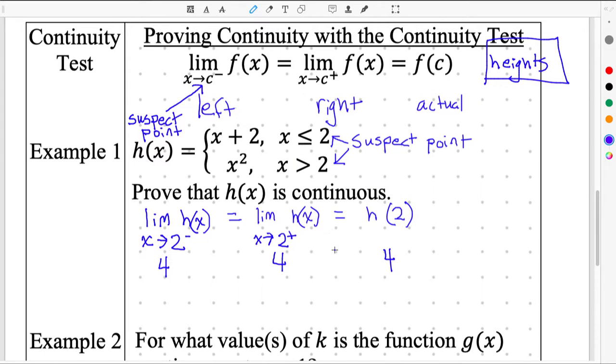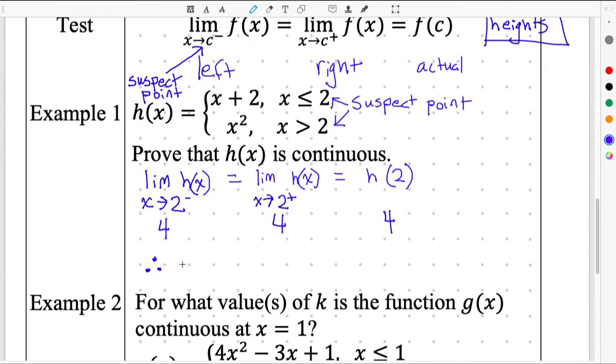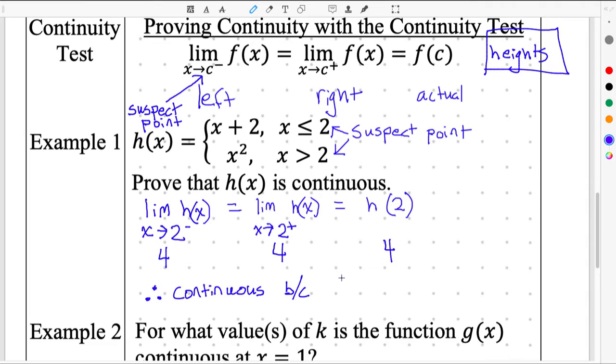All right. So, are all 3 of these the same? Yes. Therefore, we can say what? It's continuous. Exactly. So we say, therefore, continuous. Then you can say, because passes continuity test. If any one of these 3 are different, that is a fail. You have failed the continuity test. All 3 of them have to be the same in order to pass the continuity test.